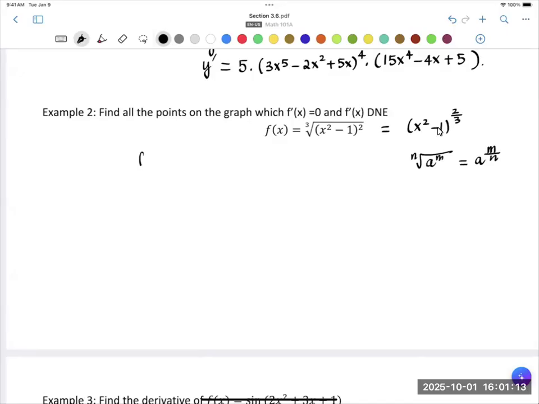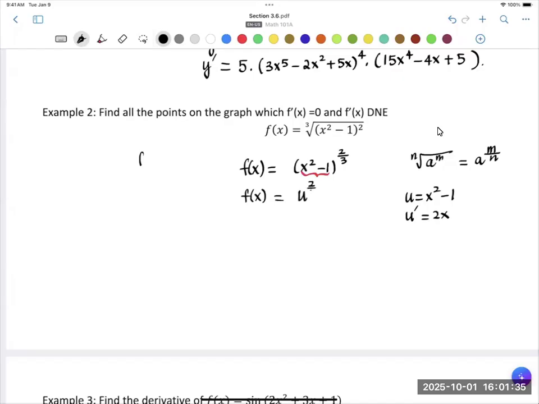Okay, so let me bring this down here. That is my f of x. And what is my u? My u here is x squared minus 1. So if I let u equal x squared minus 1, my u prime will be 2x. Then my f of x will be u to the power 2/3.